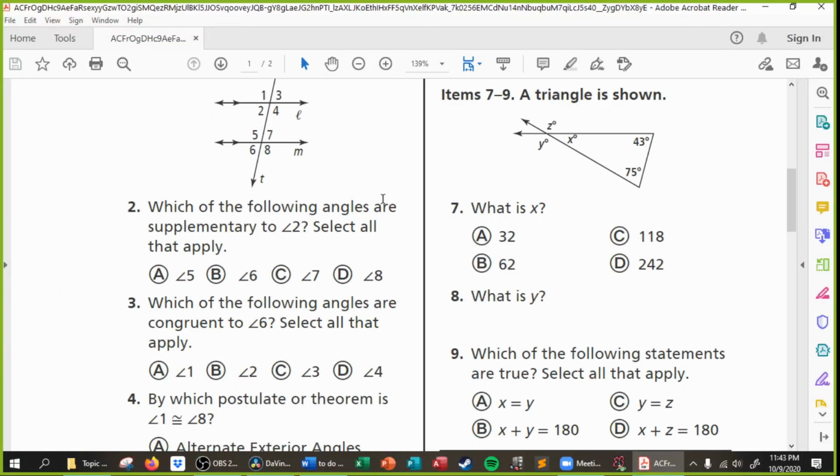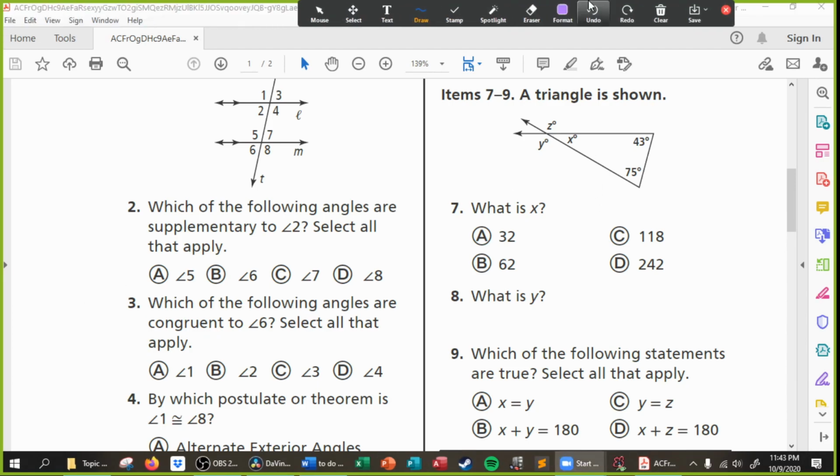For 7, 8, and 9, we're using this triangle shown right here. And our first question is simply, what is x? So to solve for x, we're going to look at our diagram. And we're going to see that x is on the interior of this triangle, and it has 2 known angles for this triangle. So we know that the measure of angle 1 plus the measure of angle 2 plus the measure of angle 3 inside a triangle will always equal 180.